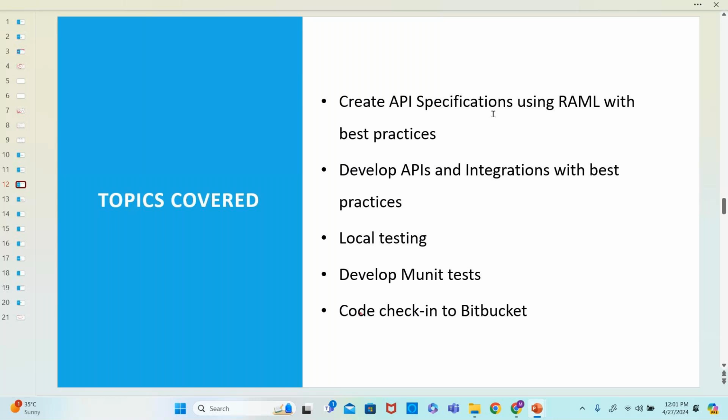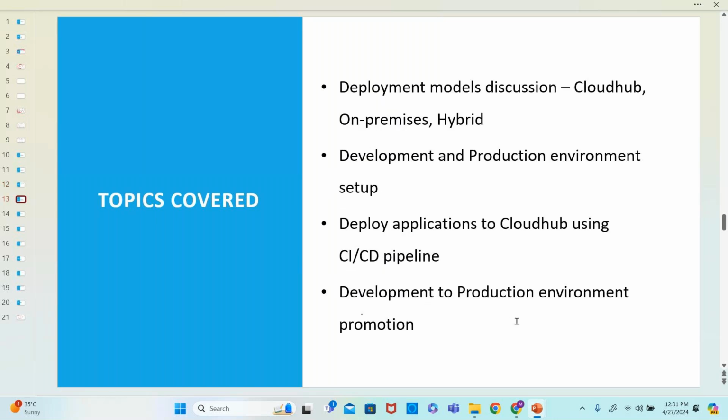We'll create API specifications using YAML with best practices, and then develop APIs and integrations with best practices in Anypoint Studio. We'll do the local testing. We'll develop unit tests for error as well as success scenarios. We'll do the code check-in to Bitbucket. And what deployment models will we see as part of our project? We'll see Cloud Hub, on-premises, and hybrid. These are the three.